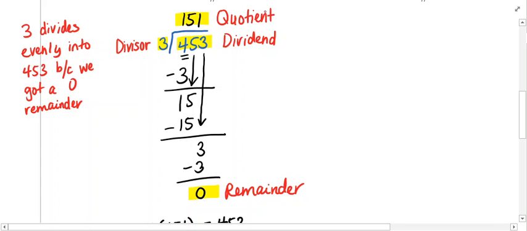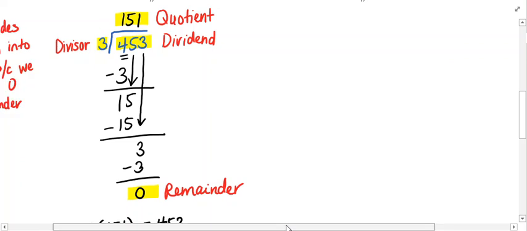Okay, so now that we've got these terms associated with this, if you end up with a 0 remainder, that means the divisor divides evenly into the dividend, okay? All right, so let's take a look at illustration number 2.